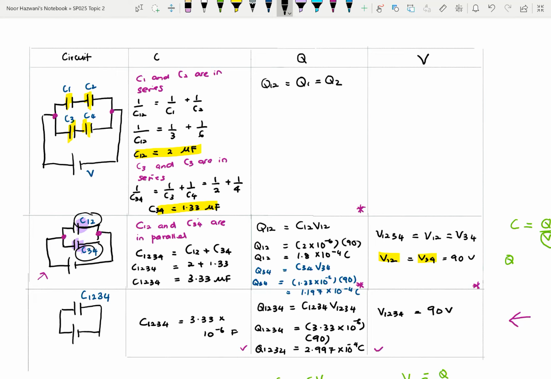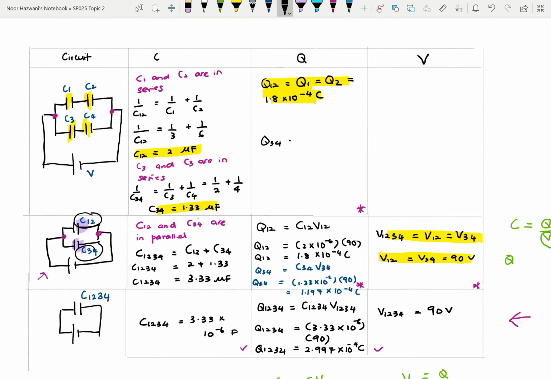Okay, so you just simply tulis Q1 adalah sama dengan Q2 sama dengan 1.8 times 10 power of negative 4 coulomb. Apa yang mandatory untuk you buat? Ini you kena tulis. Ini yang menunjukkan you faham connection series dengan parallel. Sama juga dengan yang voltage ni tadi. Ini wajib you tulis. Ini adalah konsep sebenarnya. Okay, jangan abaikan.